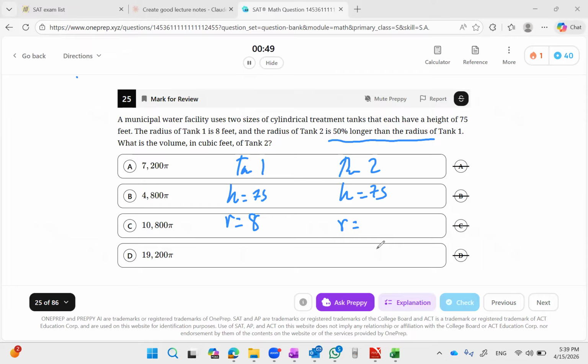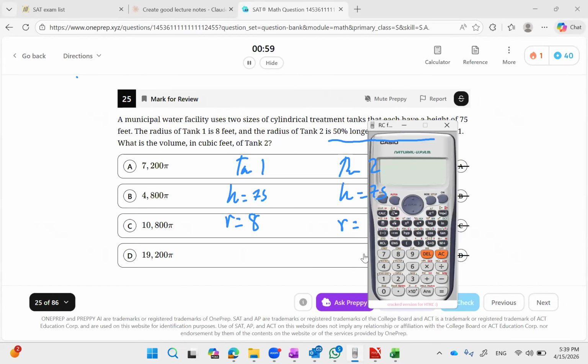You do 50% of 8 and then you add it to 8. Very good. So I can find the 50% of 8, which is 4. But if you want to make sure, it's 0.5 times 8, which is 4. And then I add the 4 to the 8. If you are smart enough, you can multiply 8 by 1.5 directly, and it will give you 12.